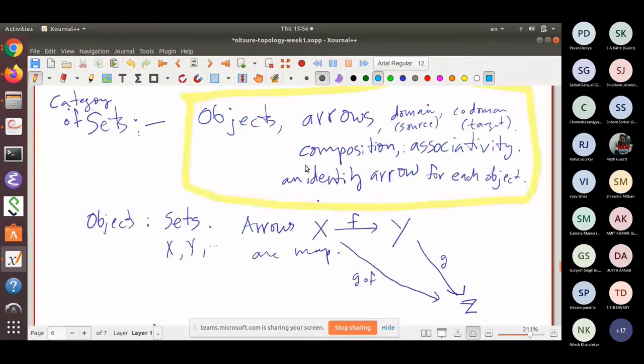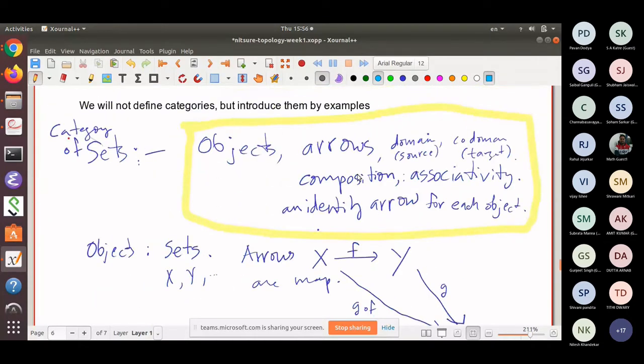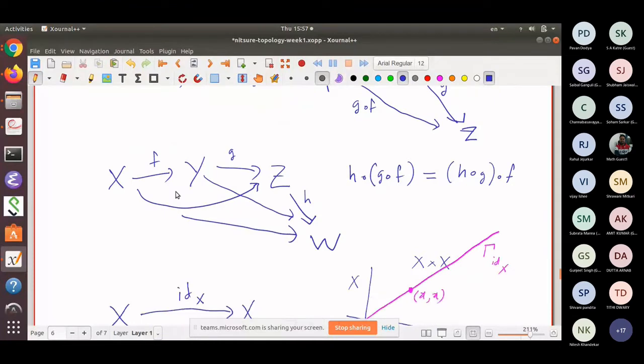So let's go back there. Yeah, there is an identity arrow for each object, which acts as identity for composition. This I had not written here, which is left as well as right identity for composition. Okay. So we have the category of groups.